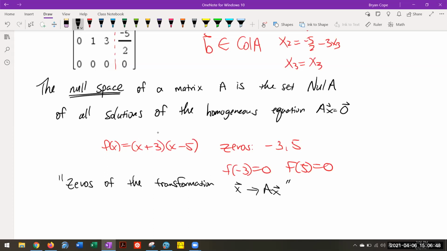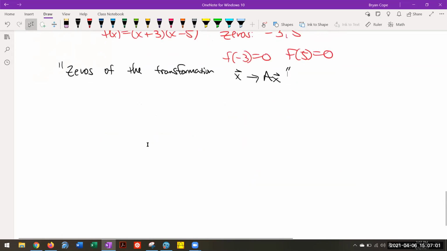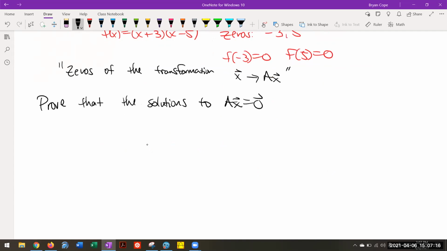Got it? Okay, now you guys are going to do this for me as formally as you can. I want you to prove that the null space is a subspace. So here's the task. It's 307. I want you to prove that the solutions to AX equals 0 is a subspace.